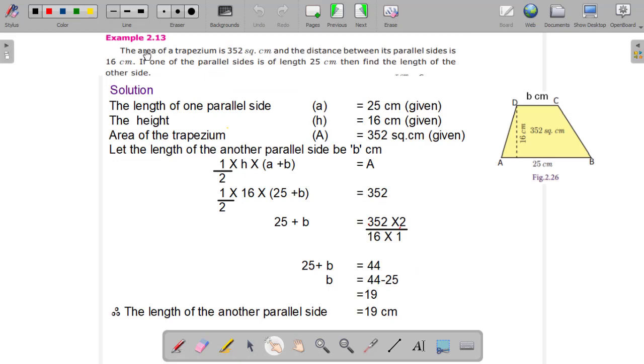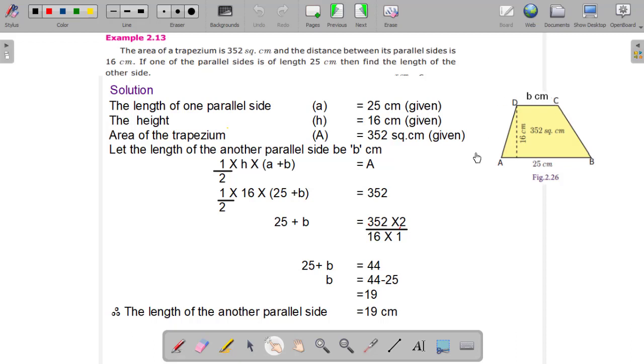Example 2.13. The area of a trapezium is 352 square centimeter and the distance between its parallel sides is 16 centimeter. If one of the parallel sides is of length 25 centimeter, then find the length of the other side. In this problem, which one of the three basic measurements is missing? The length of one parallel side is missing.